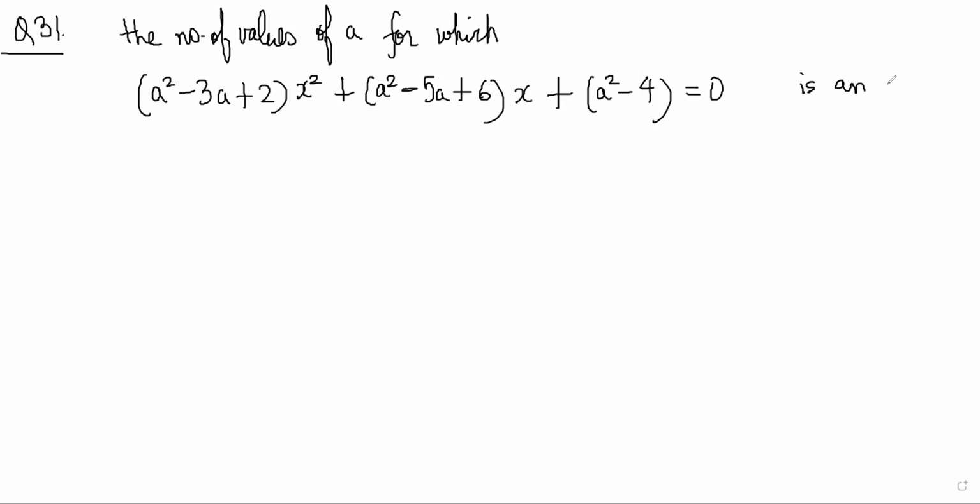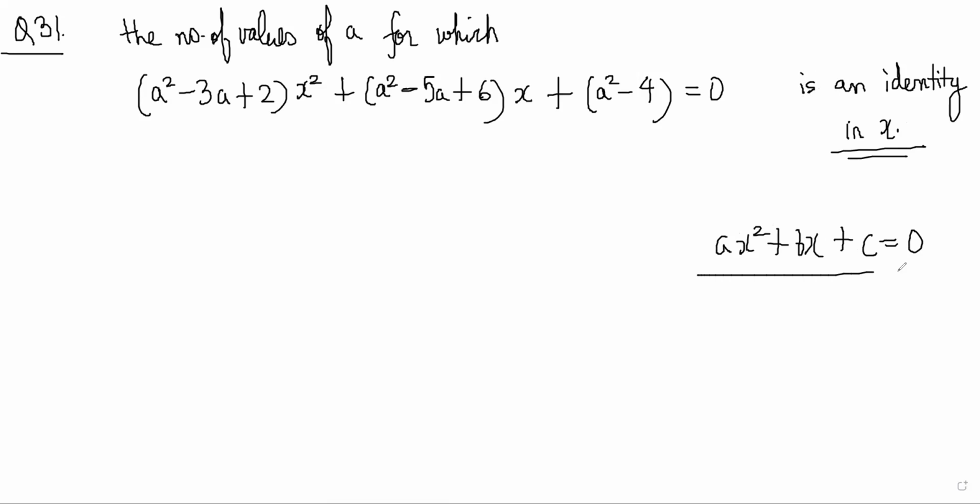An identity means it is true for all values of X. That's weird, right? Normally, how can quadratics be true for all values of X?